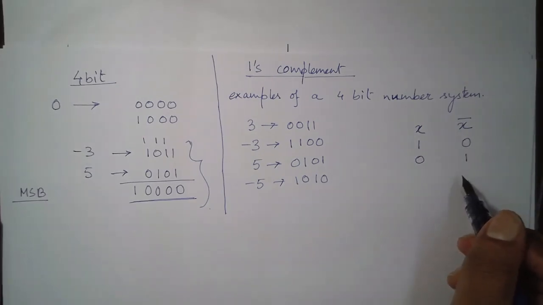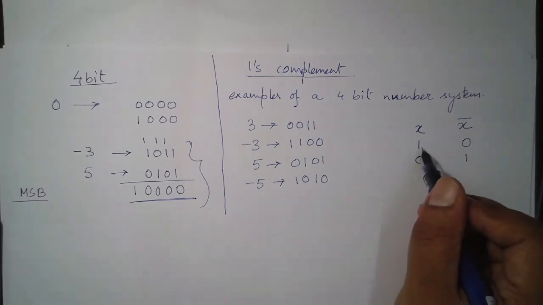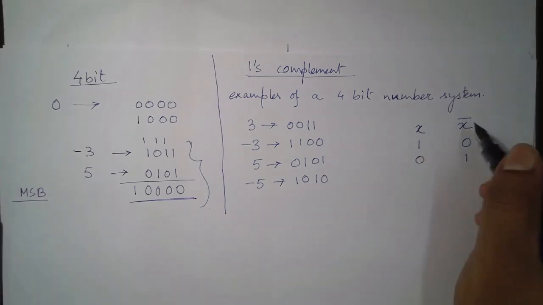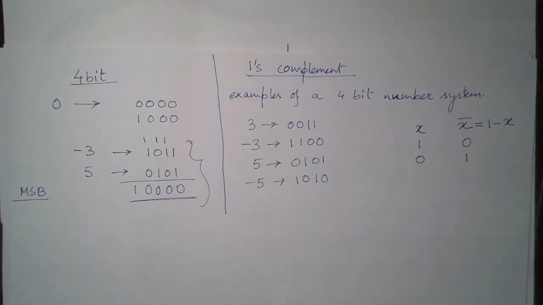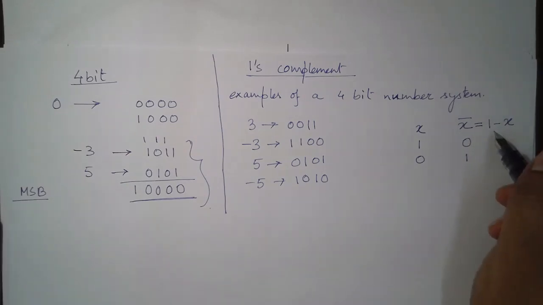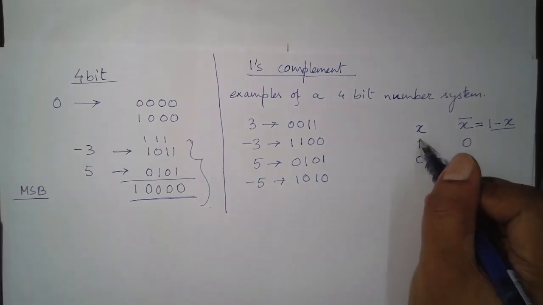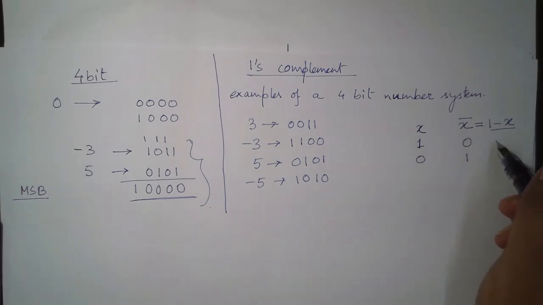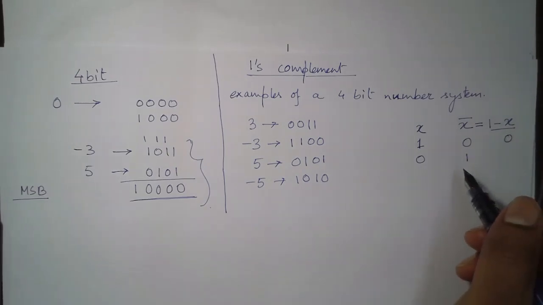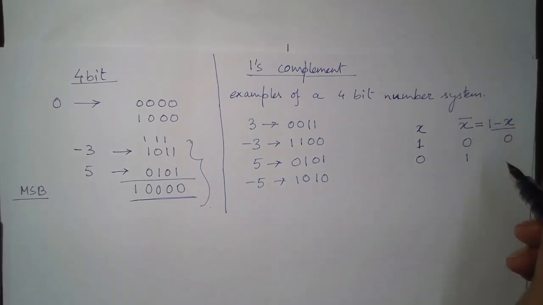Now, there is something more interesting to look at. We can say that x bar is nothing but 1 minus x. So what is 1 minus x? If I have 1 here, 1 minus 1 is 0. Similarly, if I have 0 here, 1 minus 0 will be 1.